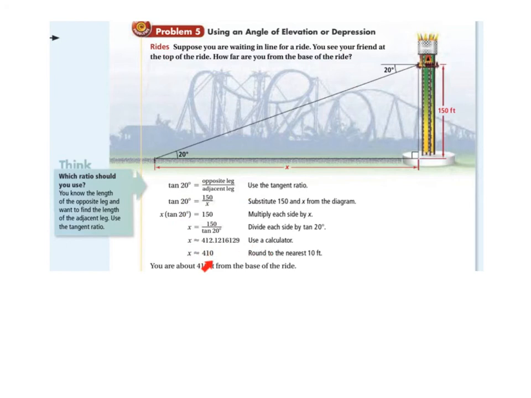412.1216, blah, blah, blah. So here they gave it to you in tens of feet, so you'd round to 410 feet approximately. Computer could get it down exact for us, but again, we're rounding. You're about 410 feet from the base of the ride. And look at those other people in line in front of you. Think of the poor people behind you in line.